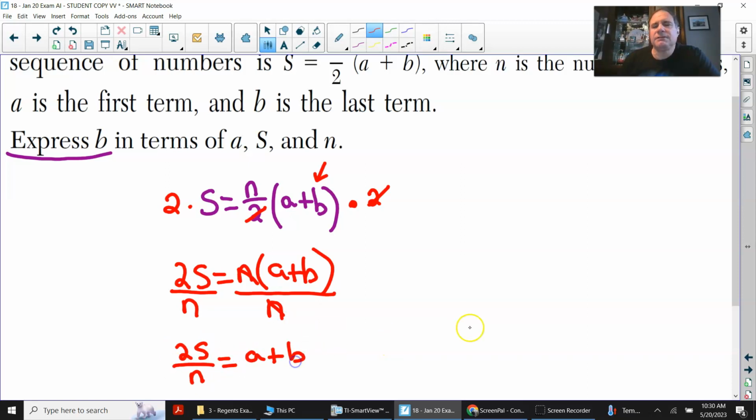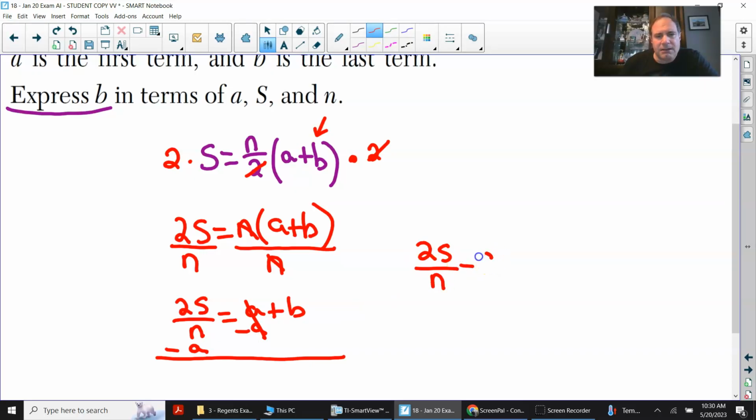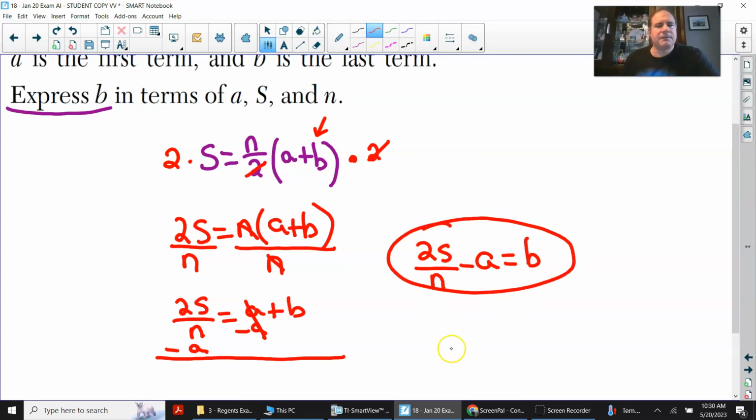Did you get rid of the fraction? Yes, you did. Did you want to get rid of the fraction? I hope so. So you have to solve for a, right? No, solve for b. So you minus a on both sides. This cancels. So you have 2s over n minus a equals b. And that is your final answer. Don't distribute. You just make it more difficult. Get rid of the fraction first. They always give you something like that with a fraction.